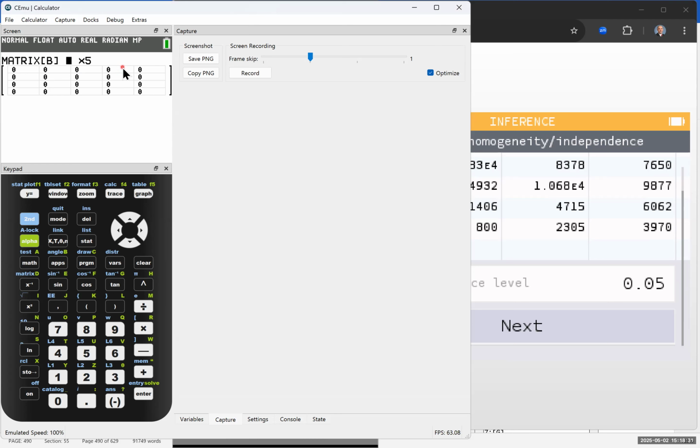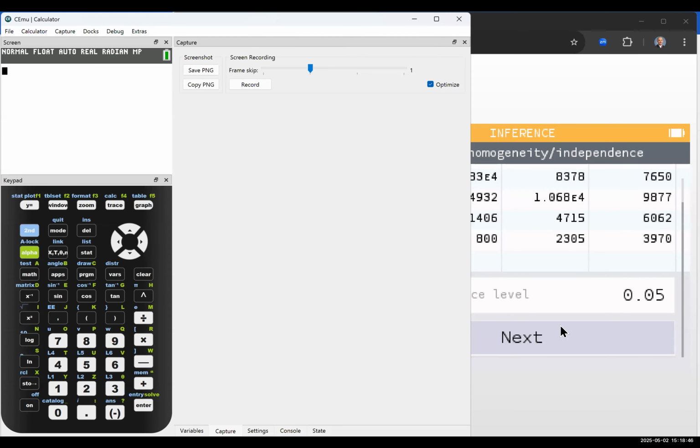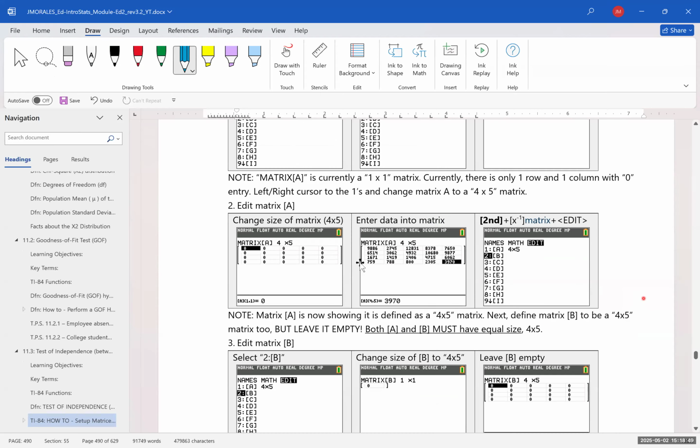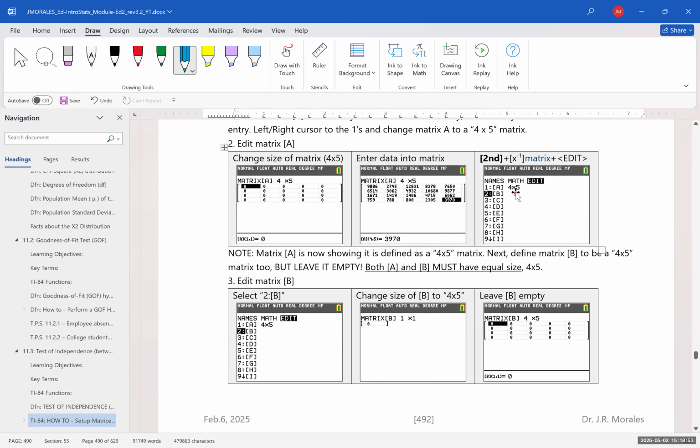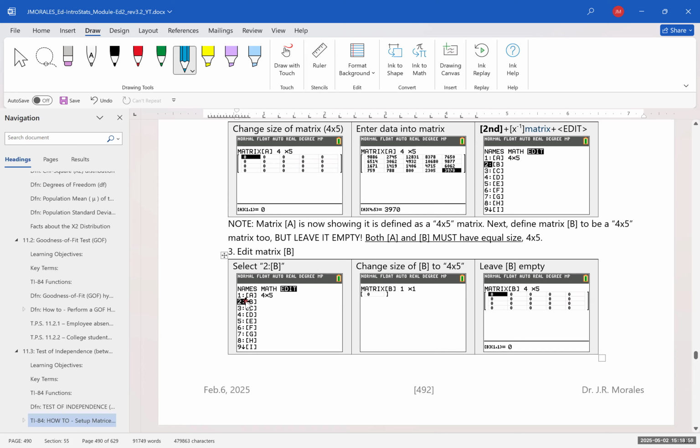Let me see what I have here. Okay, so I talked about matrices and setting that up. All right, so I think we're at a good place there. So let's come back to our notes. This is me just kind of explaining things with the Texas Instruments. Set up the first matrix with your observed values, then go and edit the second matrix to be your expected and make it the same dimensions.